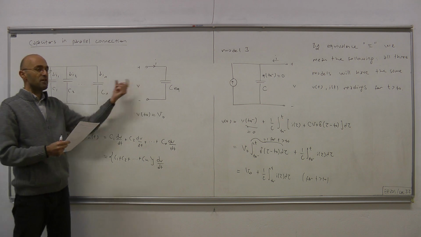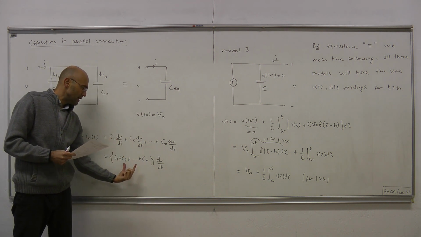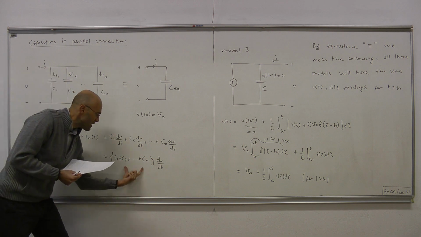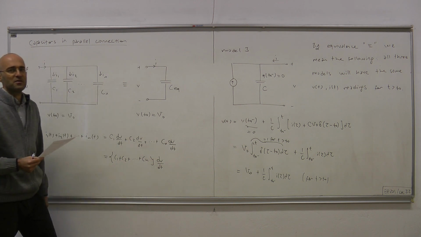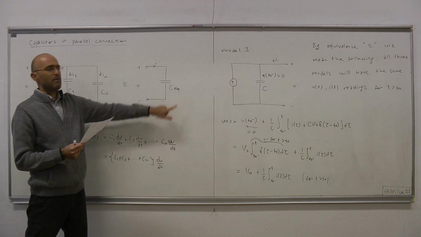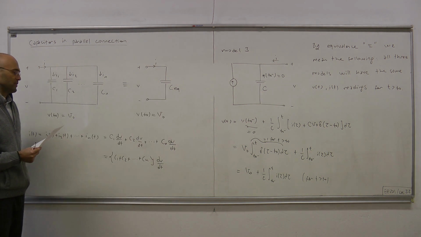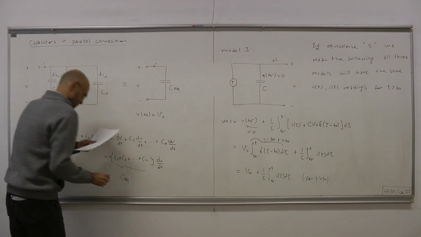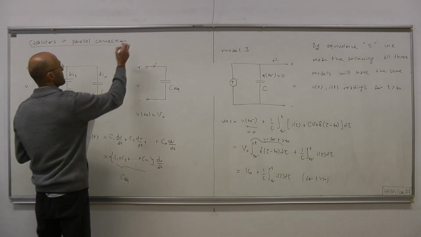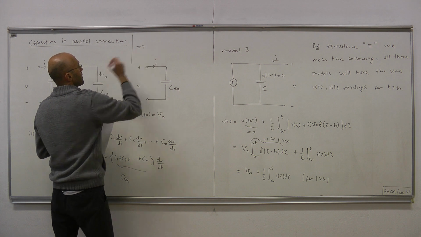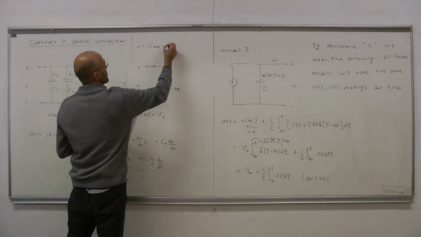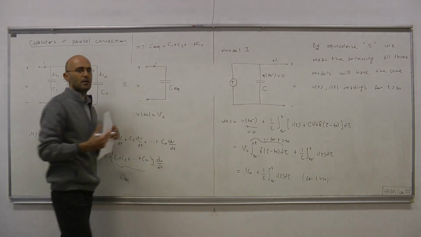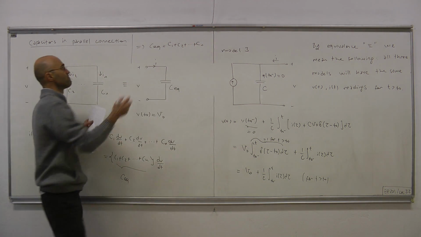If these two things are to be equivalent, it means their terminal equations must be equal, and that means this number here, the sum of individual capacitances, must equal the capacitance of the single capacitor over there, C equivalent. So this must be therefore C equivalent. Hence, C equivalent equals C1 plus C2 plus Cn. Okay.